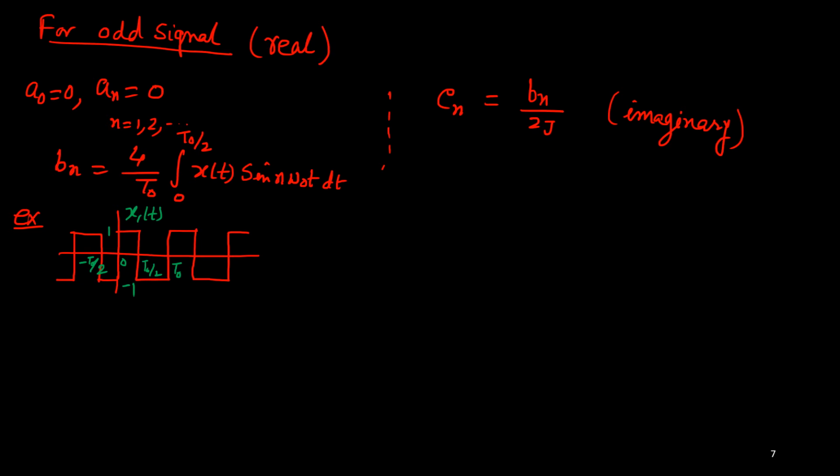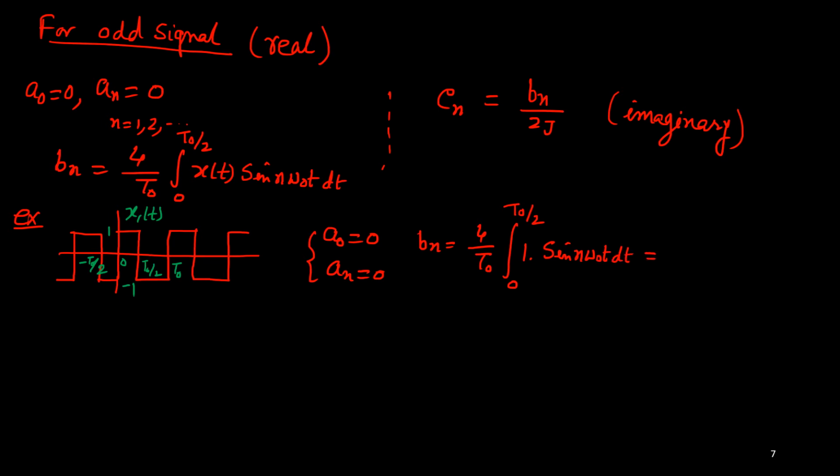And you see this is clearly an odd signal, because from 0 to t naught by 2 it is 1, whereas on the left side, 0 to minus t naught by 2, it is minus 1. It is opposite, so it is an odd signal. We know that a0 is 0 because the average is obviously 0, positive 1 and negative 1. And an is also 0. These two are going to be 0. We just need to calculate bn. It is 4 upon t naught, we consider only one time period, 0 to t naught by 2, and there its value is 1. So I replace x(t) by 1 and multiply sine n omega naught t dt.